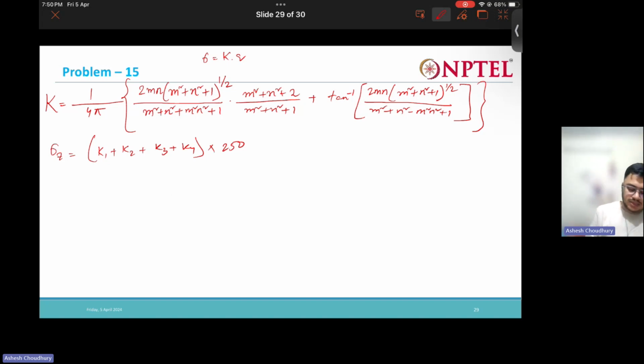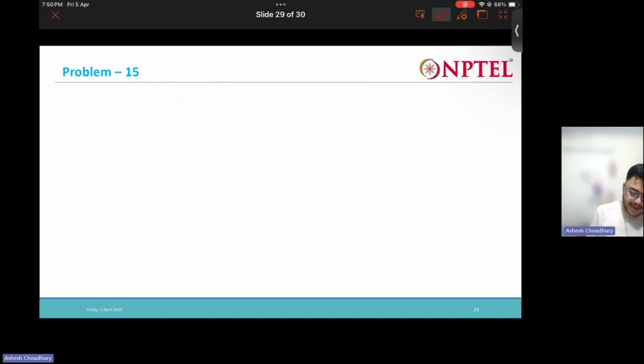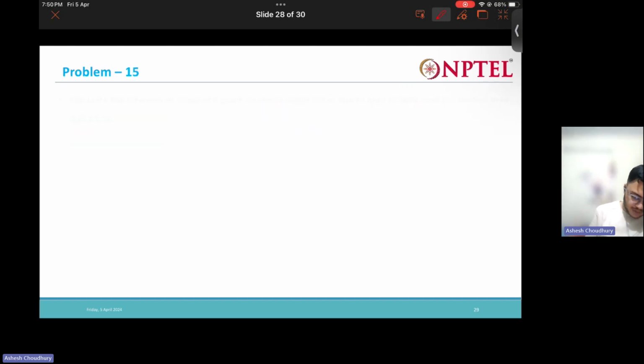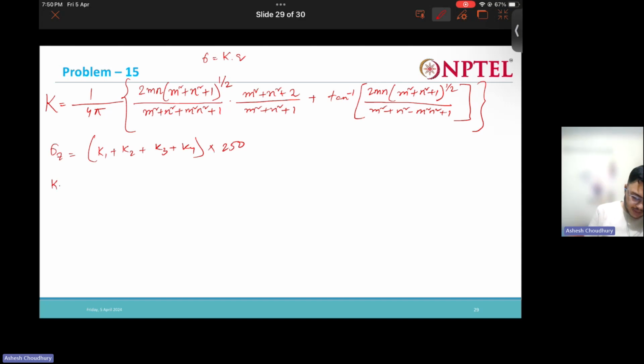Now we need to find all these k1, k2, k3, k4. So k1 and k3 are equal. K1 is equal to k3. So this k1 and k3 we need to find out now. You can see some terms are repeating, right? Like m square plus n square, then m square n square. These terms are actually repetitive terms. So you can easily calculate those terms separately and then put them in the expression. So then it will be easier.